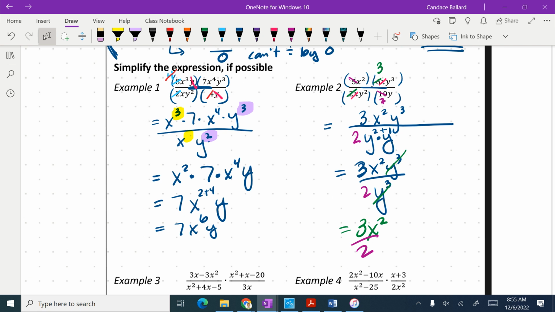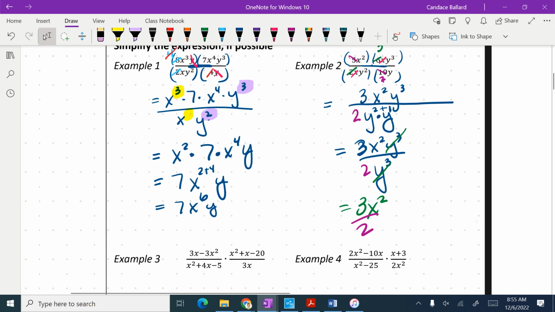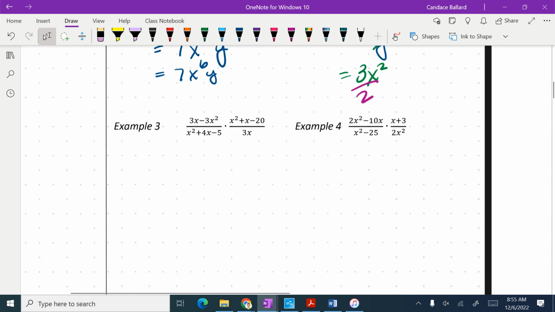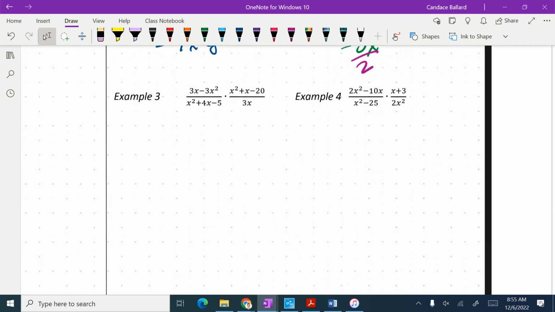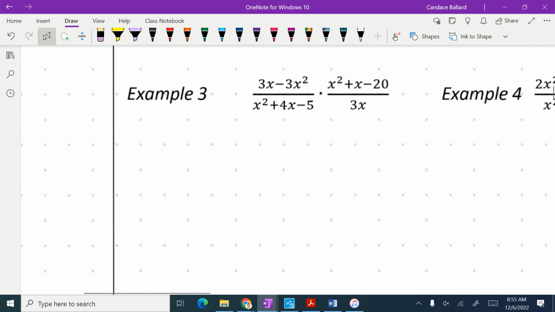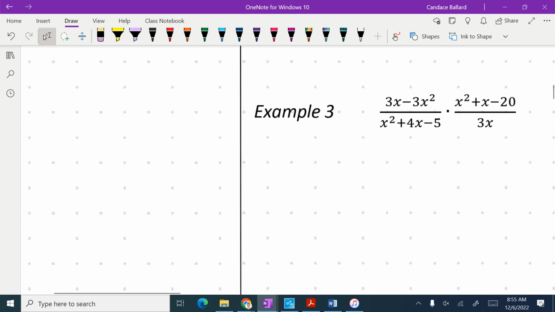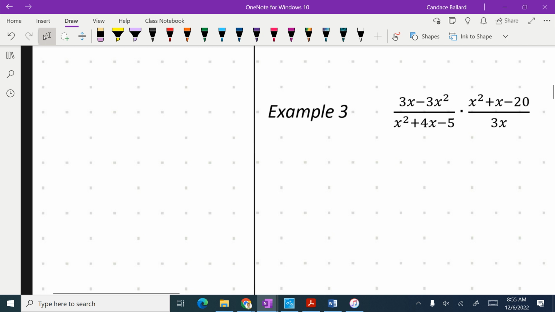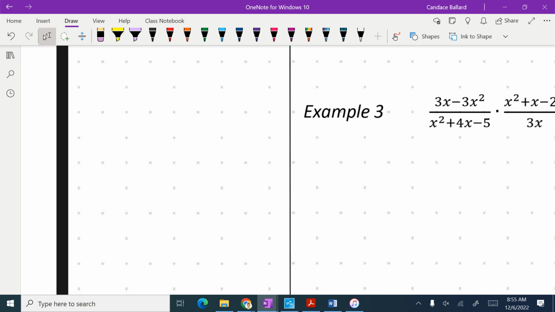Okay, so that's monomials. That's kind of its own thing, and like I said, we've been working on that for a while. Let's now talk about example 3, 4, and so on. Let's review really quickly our factoring rules, and we're going to review them out in the left-hand column here.